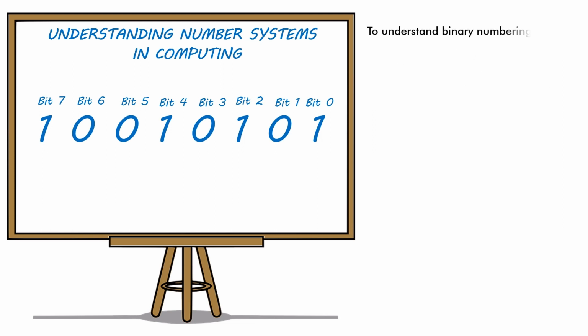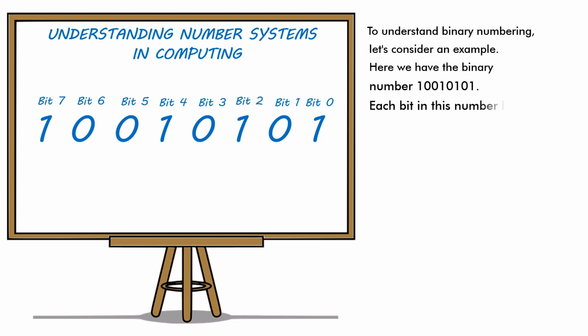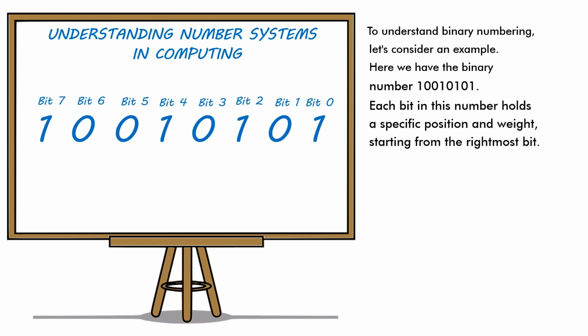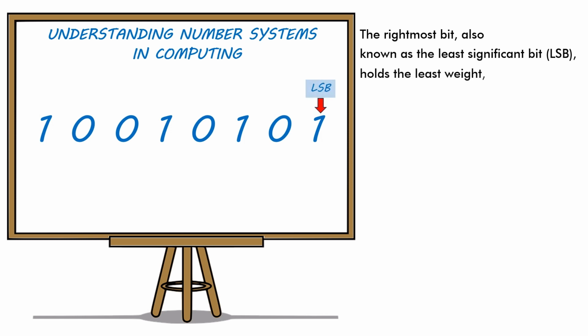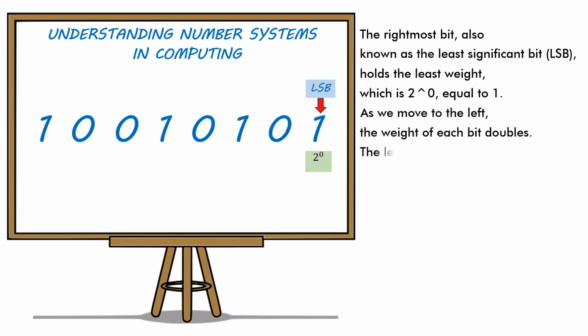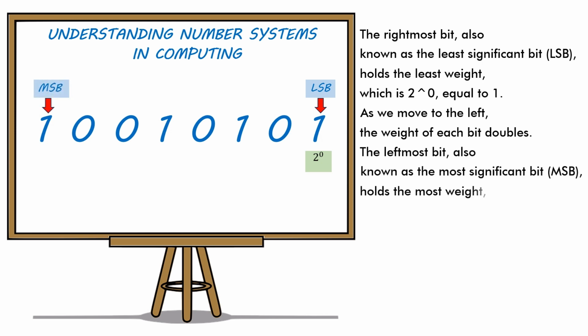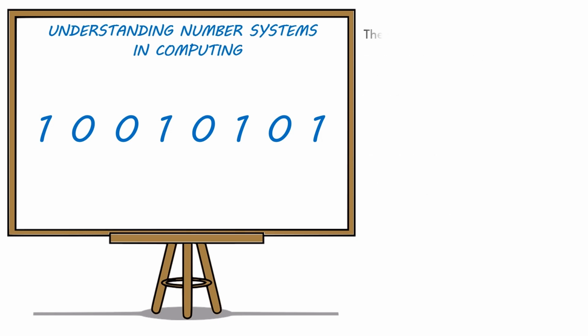To understand binary numbering, let's consider an example. Here we have the binary number 100101001. Each bit in this number holds a specific position and weight, starting from the rightmost bit. The rightmost bit, also known as the least significant bit, LSB, holds the least weight, which is 2 to the power of 0, equal to 1. As we move to the left, the weight of each bit doubles. The leftmost bit, also known as the most significant bit, MSB, holds the most weight, which is 2 to the power of 7, equal to 256.